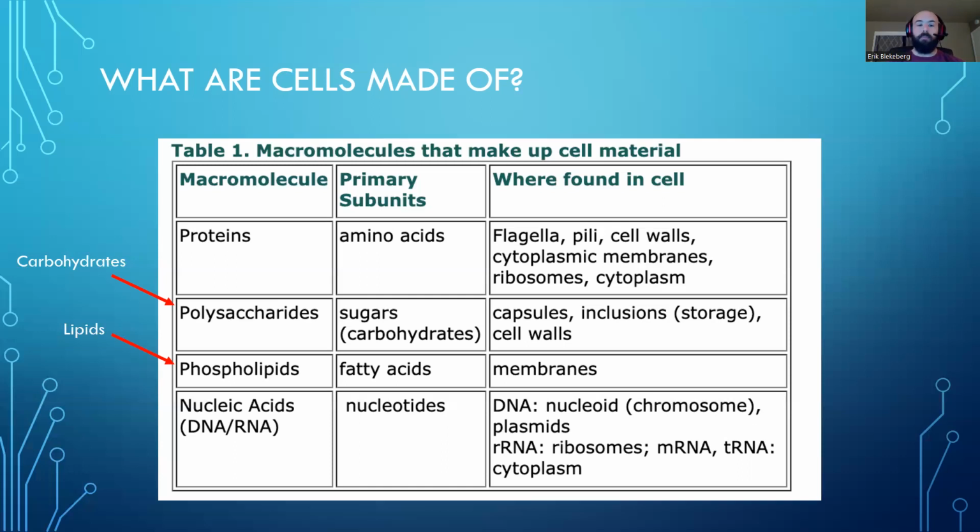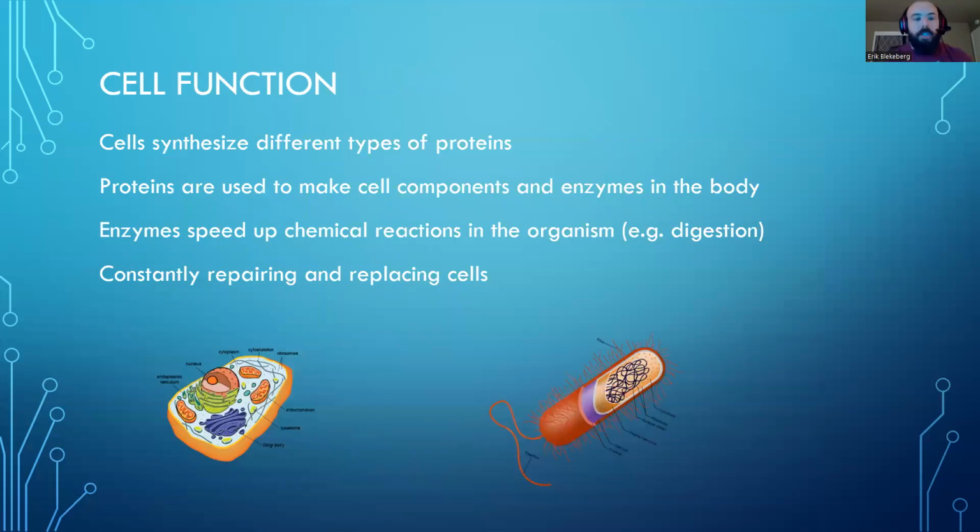Now, cells serve a general function. First, cells synthesize different types of proteins, okay? They're going to be able to intake proteins, synthesize them, and make new ones. By making new ones, they're essentially making different forms of DNA and growing. These proteins are used to make different cell components and enzymes in the body.